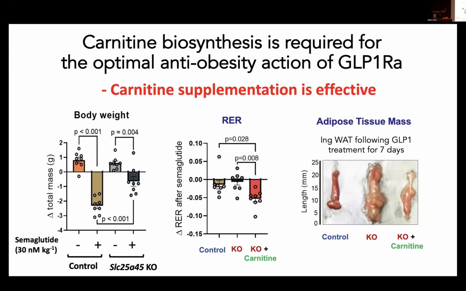So this is really interesting for us. What I told you so far is that mitochondrial carnitine biosynthesis controls the fuel switch into fatty acid, and this is really required not only for cold adaptation, but for fasting response and the efficacy of GLP-1 receptor analogs on body weight loss.